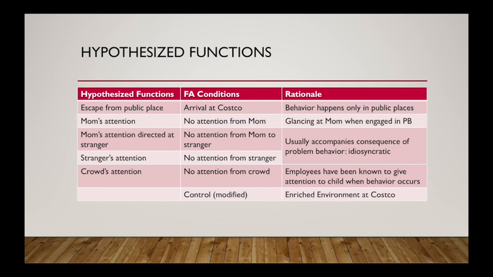Second, because strangers naturally provide some form of attention to the behavior, a condition will test for the effect of the stranger's attention. Third, because interactions between mom and the stranger usually accompany the problem behavior, a condition was included to test for the effects of these specific interactions. Fourth, because employees were reported to give attention to the child when the behavior occurs, a condition was included to test for the effect of crowd or employee attention. Last, a modified control condition will be included that mimics an enriched environment at Costco.